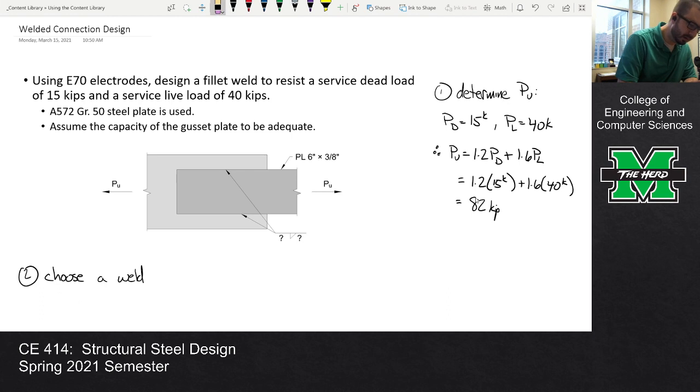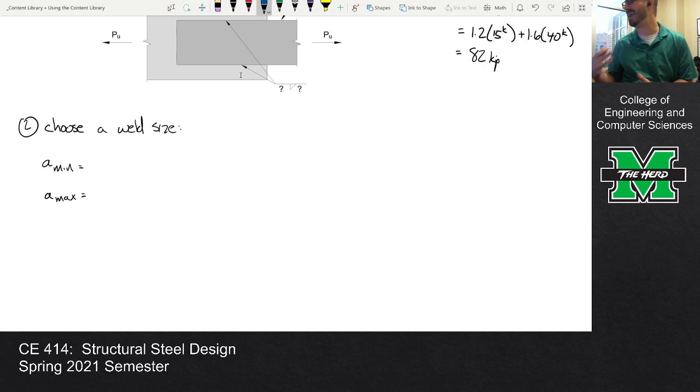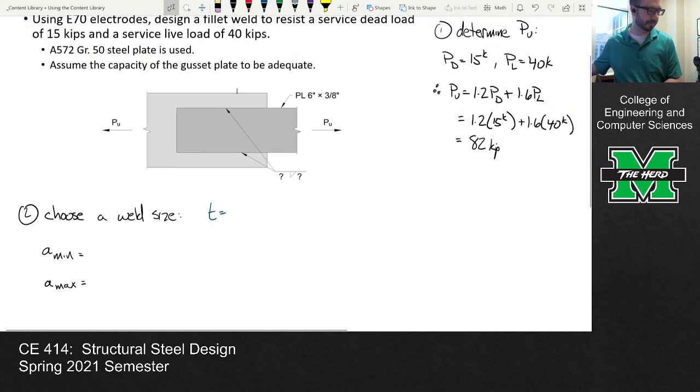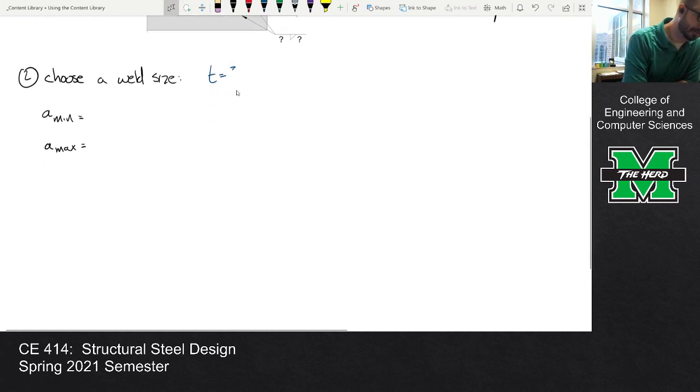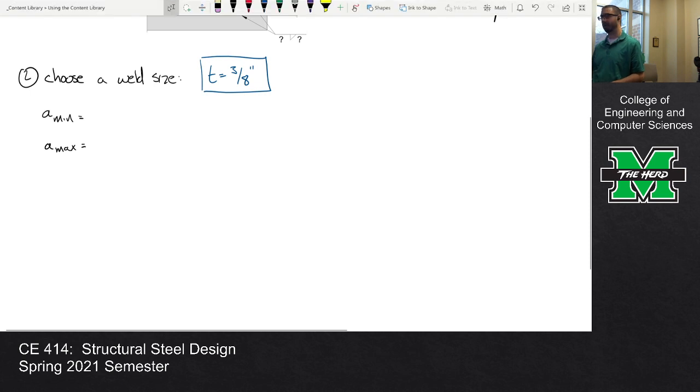Getting ahead of myself. It's size. So help me out with something. Okay, so let me, where'd my mouse go? There we go. All right, so we have a minimum and a maximum. Now, first off, a minimum and a maximum are both based on a plate thickness. And in this problem, the plate thickness is 3/8. So help me out. Let's start off with a min. Can somebody in the chat tell me how we find a min? Like, how do we do that for this member?